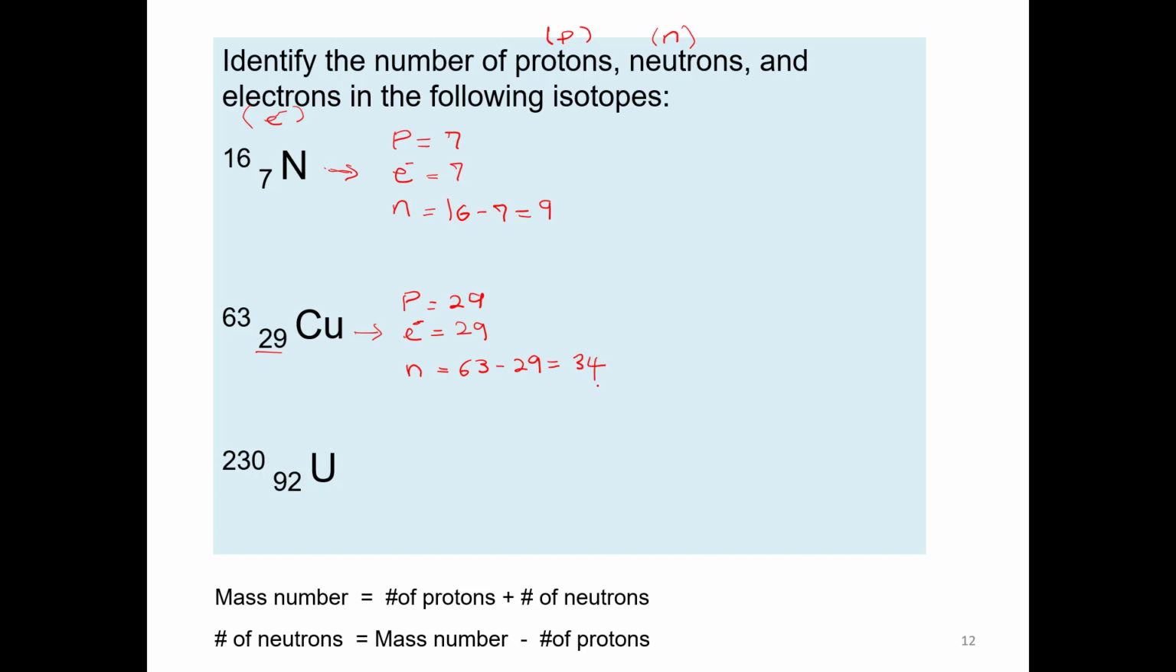In the last problem, we had uranium. We had an isotope of uranium, which is 92 230. In this case, the number of protons is 92. The number of electrons is also 92. For the neutrons, we had 230 minus 92, which is equal to 138.